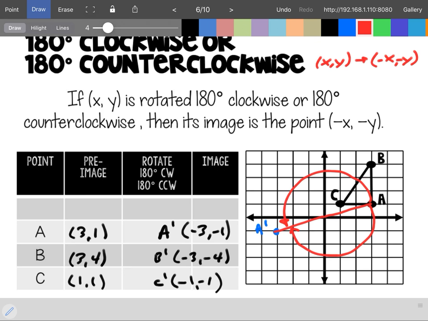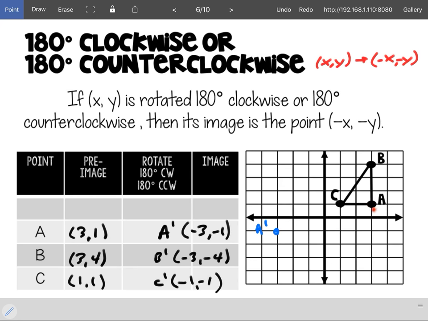You're going to end up in the same place. It's actually a reflection across the origin also. So if you do a 180-degree rotation, it's really the same as just taking this point right here and reflecting it across the origin. So you reflect it across (0, 0) and end up right there. But anyways, let's graph the rest of them.